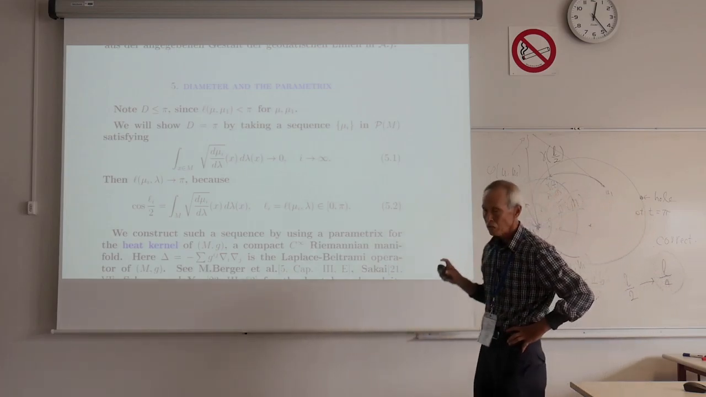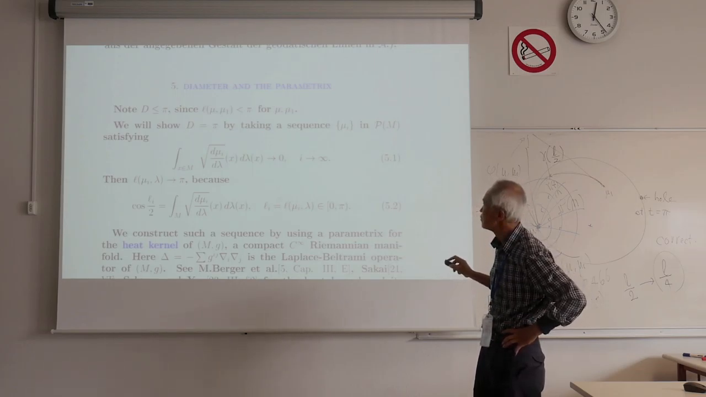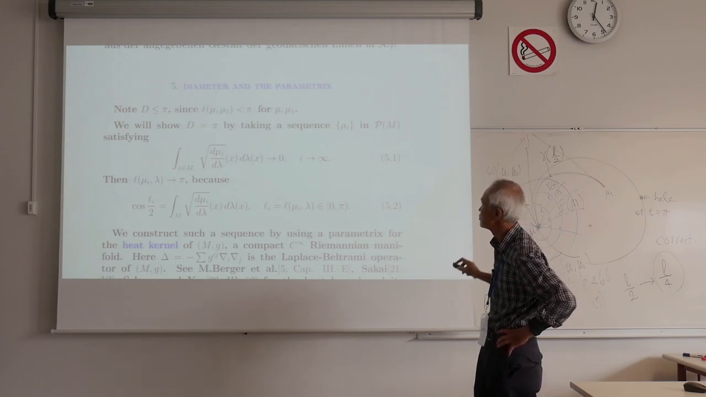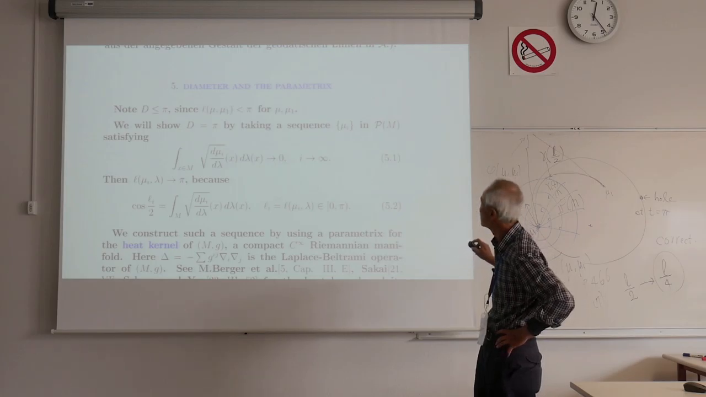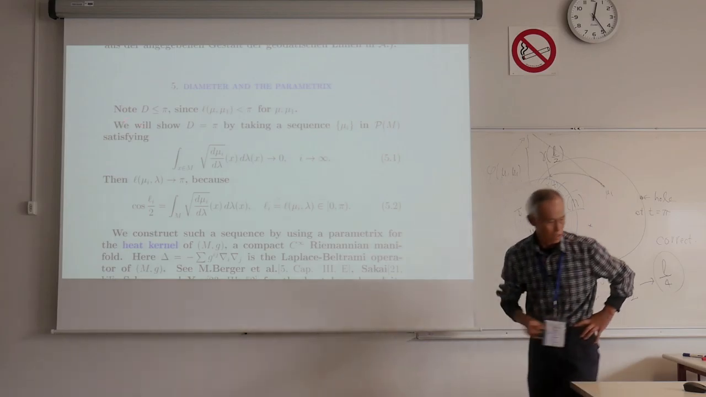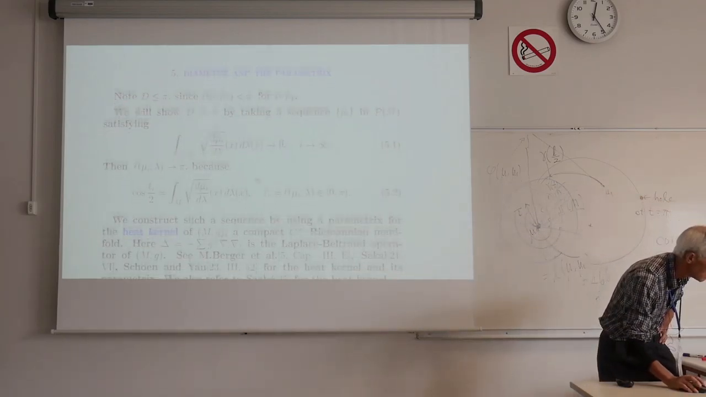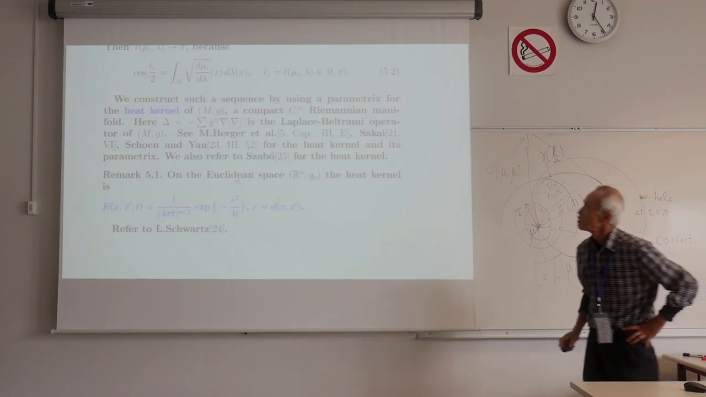So now I want to move to the diameter being pi. If this integration goes to zero, by taking a sequence mu_i in the space of probability measures satisfying this, then the length function goes to pi. So this gives that the diameter is equal to pi, okay?